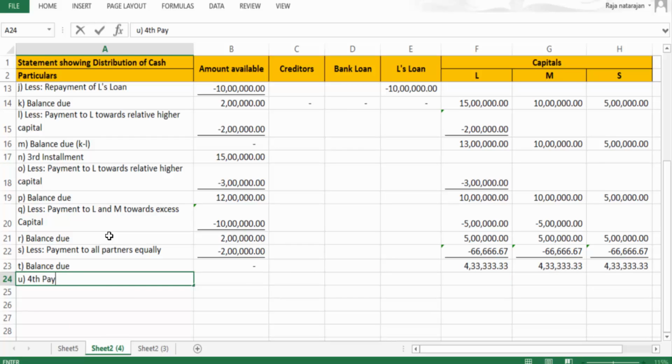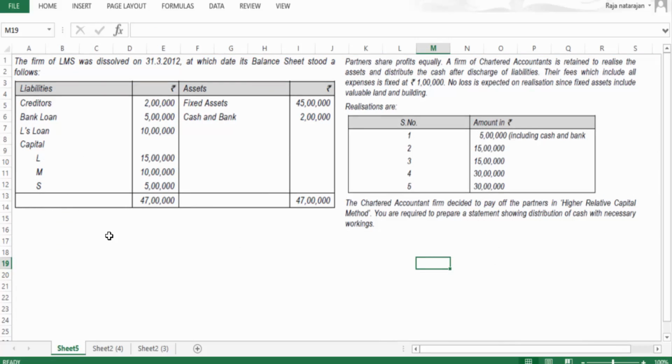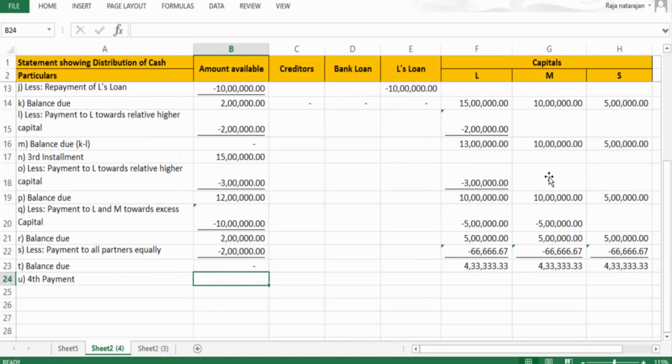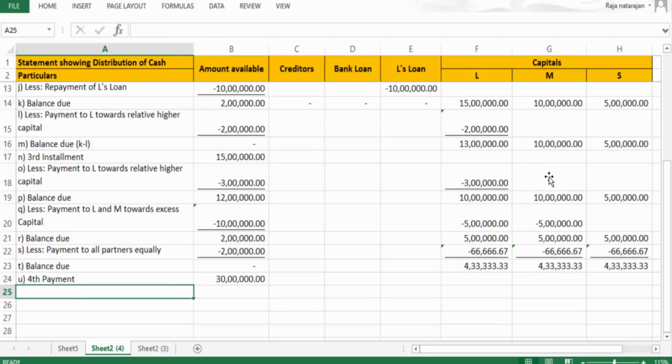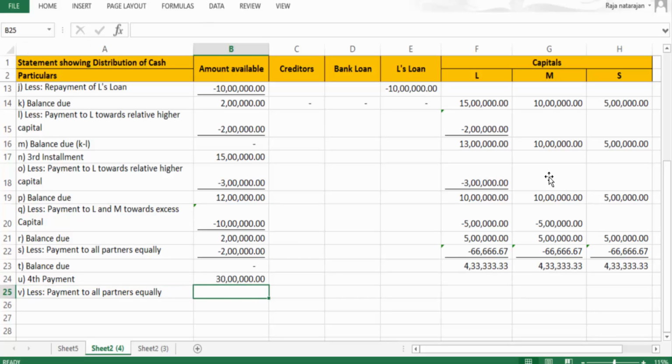So there is a fourth payment, and whatever comes can be distributed equally, and the payment is 30 lakhs, right? So the fourth payment, what is the amount? It is 30 lakhs, and the 30 lakhs can be distributed. So I'll say less payment to all partners equally, and this 30 lakhs will get paid.